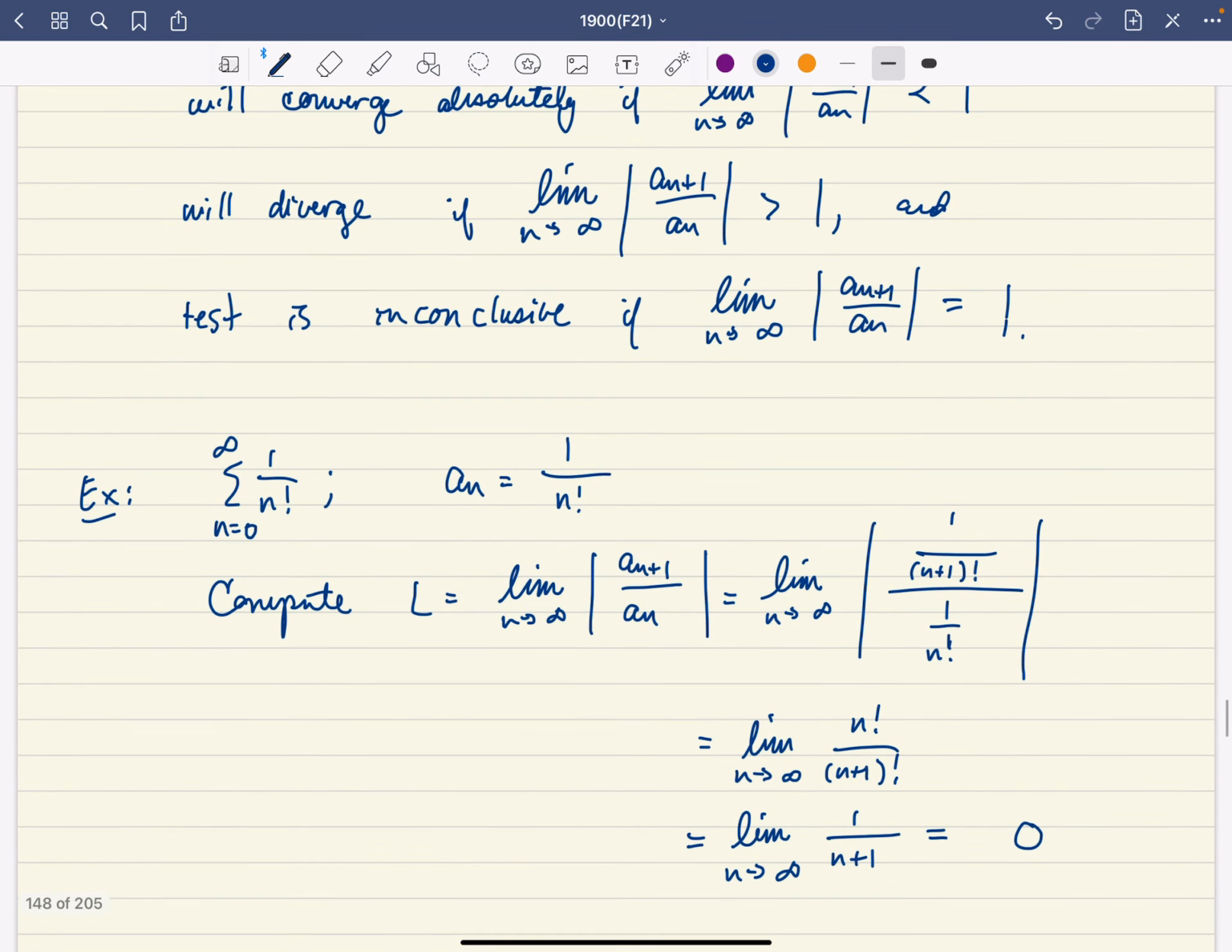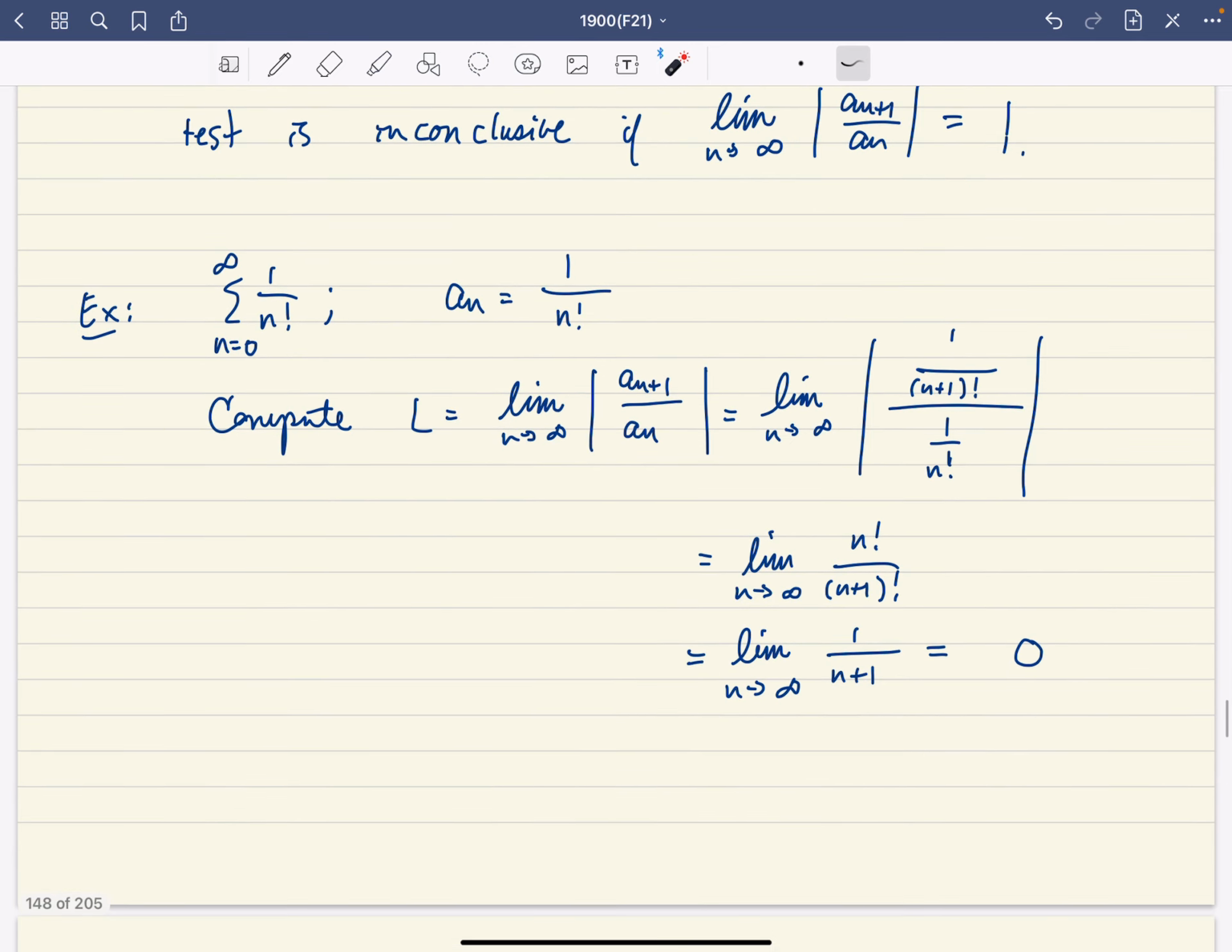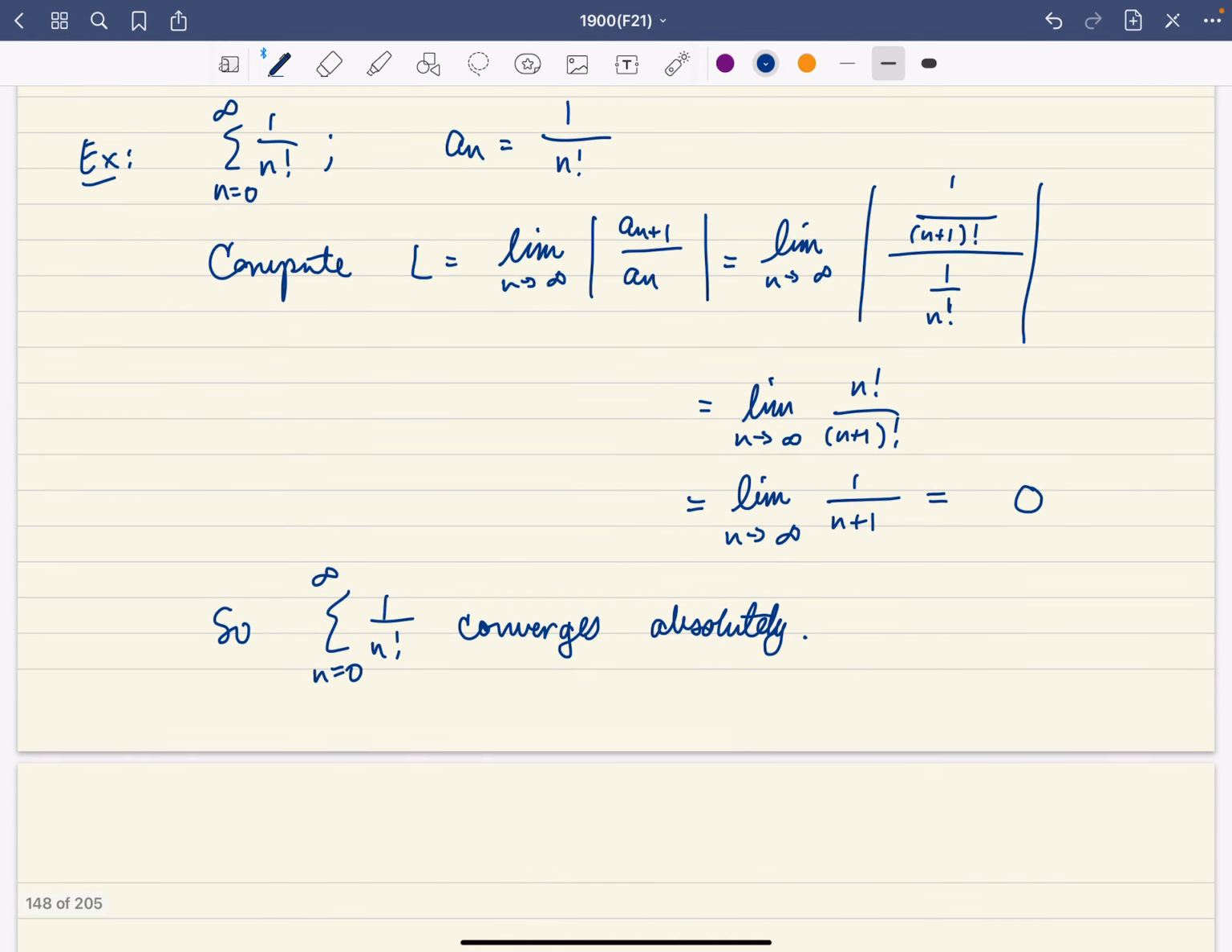And therefore, since the limit is less than 1, we see that this series converges absolutely. Okay, so the series 1 over n factorial, as n goes from 0 to infinity, converges absolutely. Because this is a sum of positive terms, there was no chance that it could converge conditionally. So the only choices were absolute convergence or divergence. But it turns out since it converges, it must converge absolutely. Okay, so that's the ratio test.